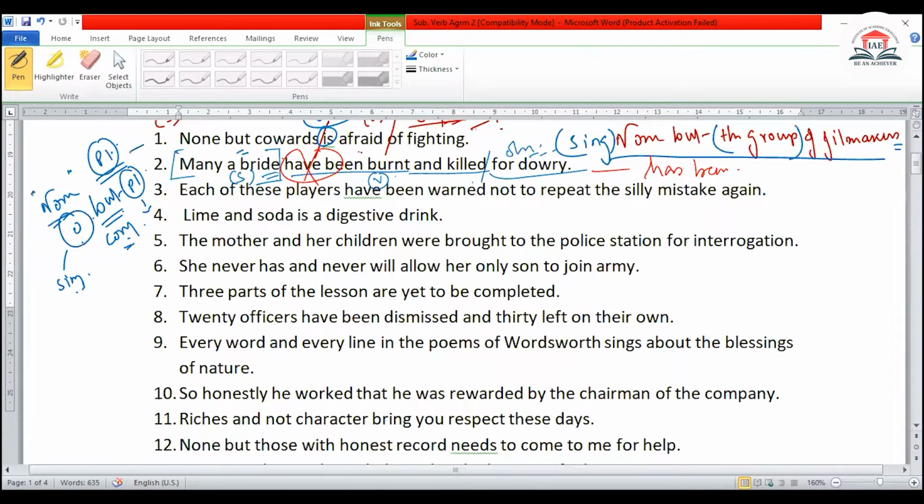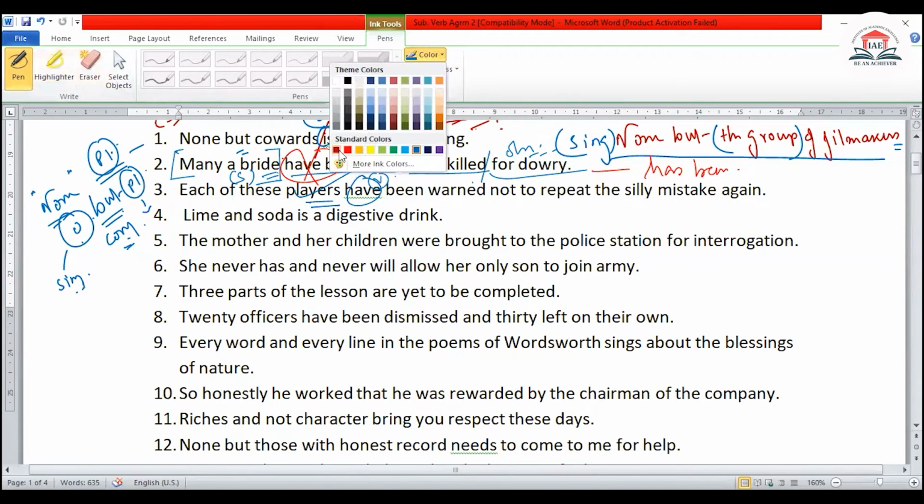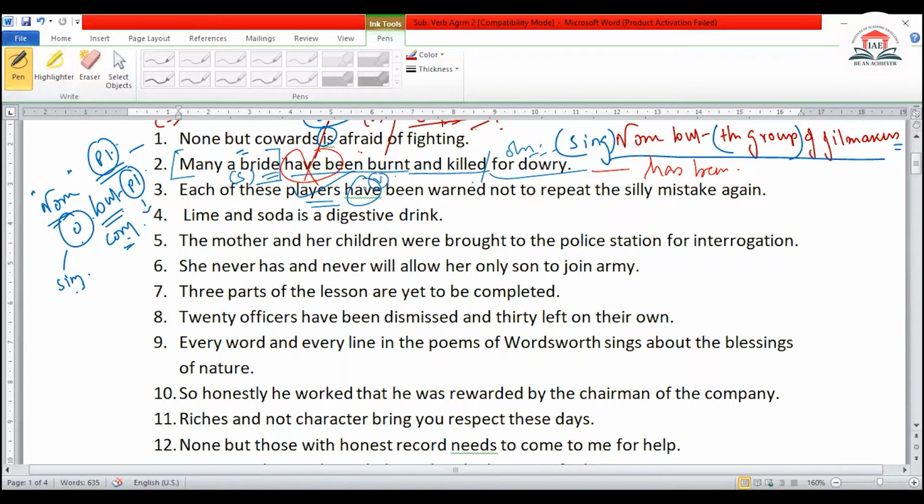So each of these players, correct? Now have cannot be there. Sure? Yes, sir. Right. It should be has been warned not to repeat the silly mistake again. Fine. Lime and soda is a digestive drink. Is it correct? Yes, sir. 100%. The sentence has no error.